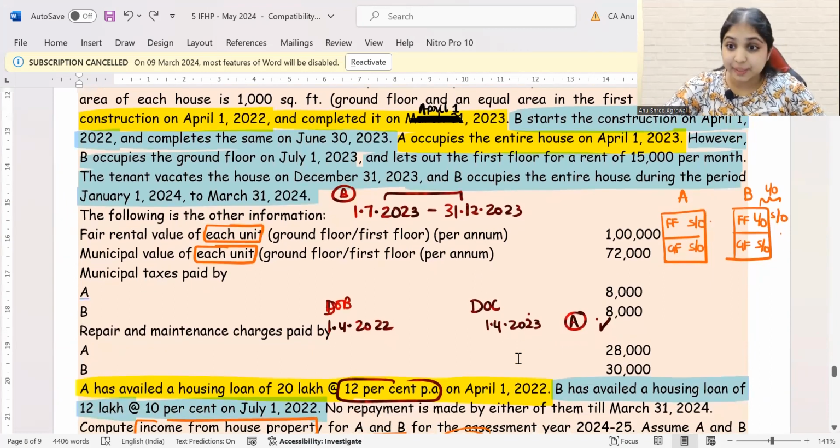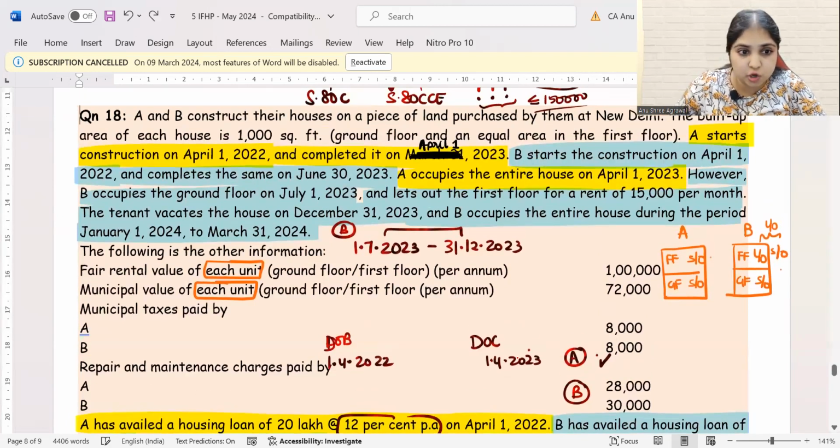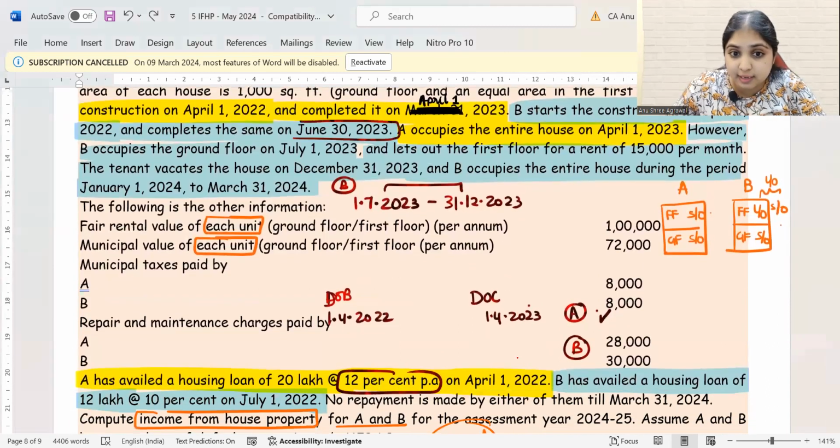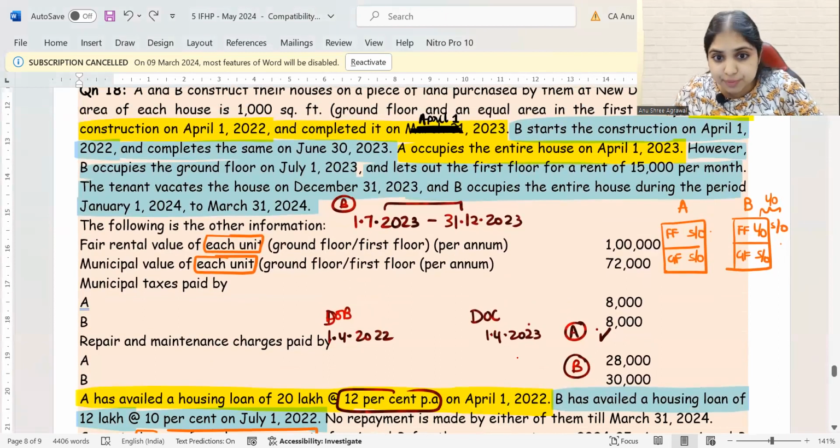Now, look at the question and tell me, for Mr. B, will we have pre-construction interest? Yes or no? Same method which you applied for A, same method you apply. How do we check, guys? Same method we'll check for B now. Tell me, when did B complete the construction? What is the date of construction completion for B? B starts the construction on 1st April 2022 and completes the same on 30th June 2023. So the date of construction completion for B is 30th June 2023.